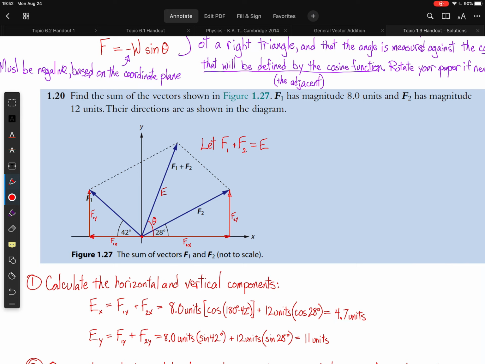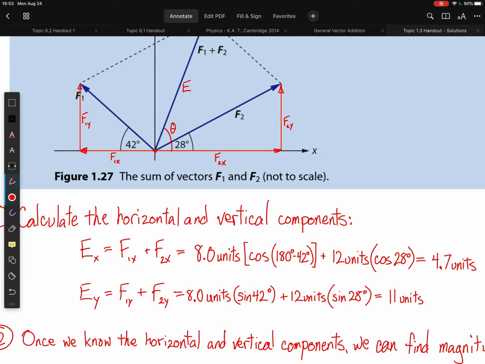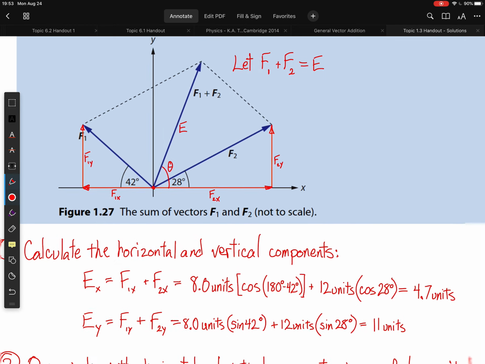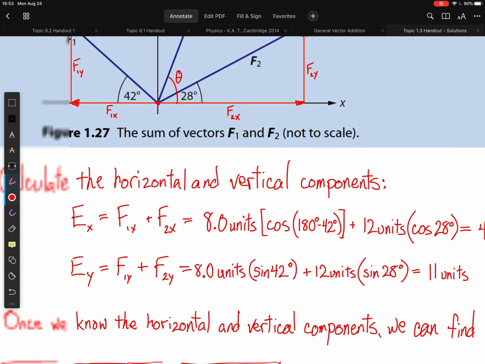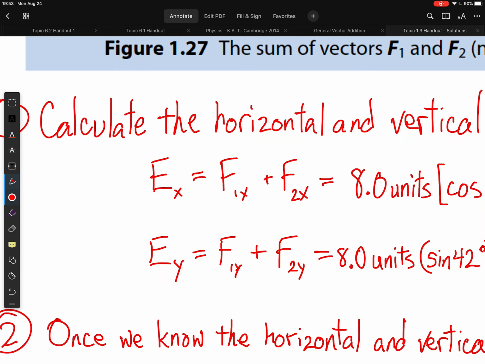If you find this a little bit confusing still, don't get too worried. I will break it down further later. All right, but anyway, to start, let f sub 1 plus f sub 2 equals E. The reason why I have done this is because, as you will see below, when we're talking about the components, it's just a lot more clear if we define that sum as another vector. Okay, so we then calculate the horizontal and vertical components by vector addition.